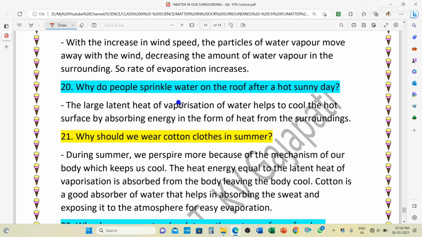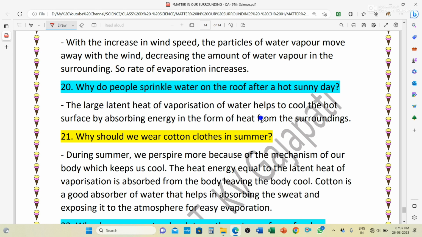The large latent heat of vaporization of water helps to cool the hot surface by absorbing energy in the form of heat. When you put water on the roof, the water will change from liquid form to gaseous form. That means from liquid to water vapor. But only the state will change. Temperature will not change. Why? Because the heat amount that will be needed to change the state of water to gaseous form only will be absorbed.